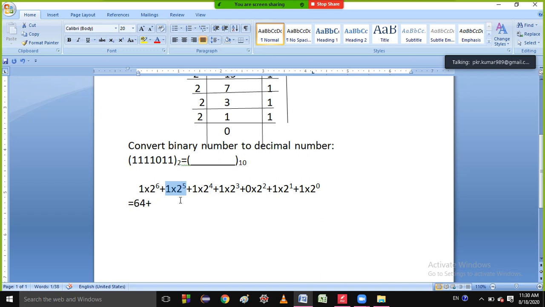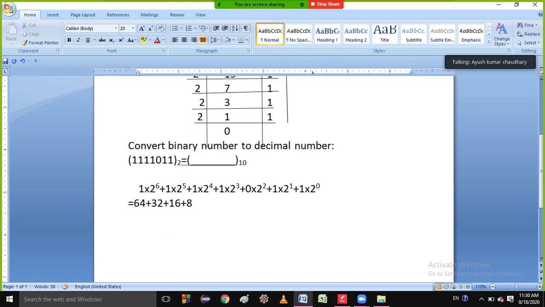Tell the answer. Very nice. Then what is the answer of this one? Yes. Oh, okay. Very nice. Then what is the answer of this one?